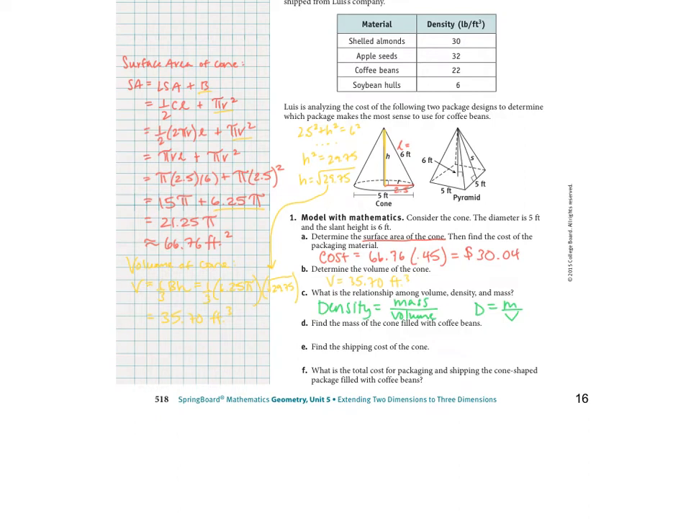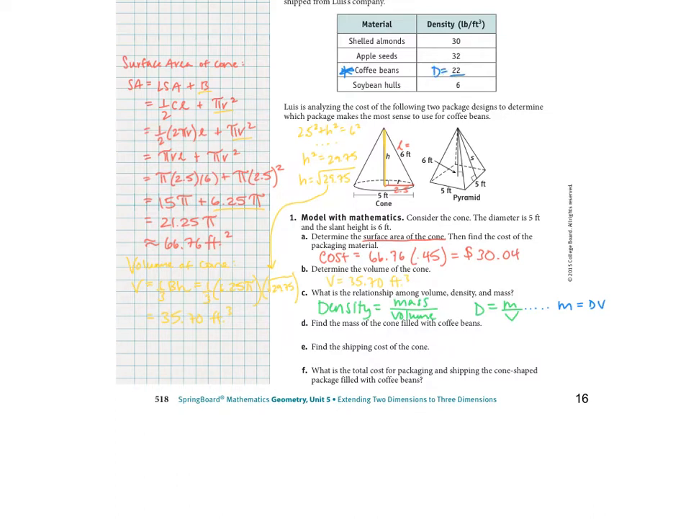Okay, so now for the next part, D, it says we want to find the mass of the cone that's filled with coffee beans. What we're essentially going to do is rewrite this density formula where we're solving for the mass. So think of, how would I get M, the mass, by itself? Well, I would end up multiplying my density times my volume. So that's the formula that we're going to be using here. So we're going to have to refer back up to the coffee beans in the table up here, since they give us the density, right? D equals 22 up at the top.